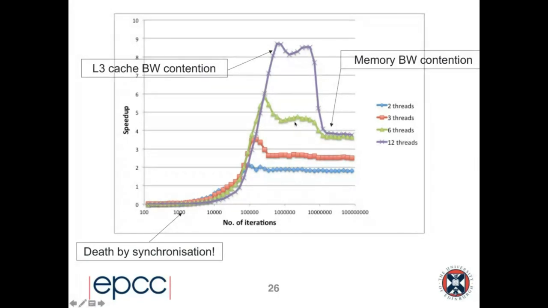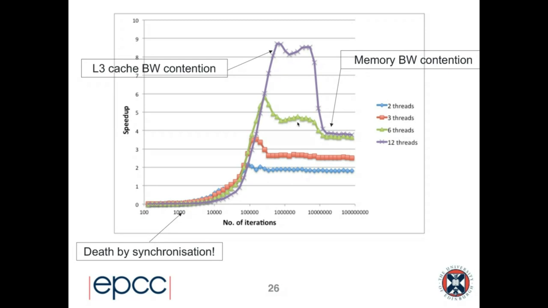So I can maybe see my mouse pointer there. Okay, so this region of the curve here is where essentially the data fits in the level 3 cache, but I don't have enough bandwidth to sustain 6 cores all hammering the level 3 cache bandwidth to death. So I only get about 4.5 times speedup.